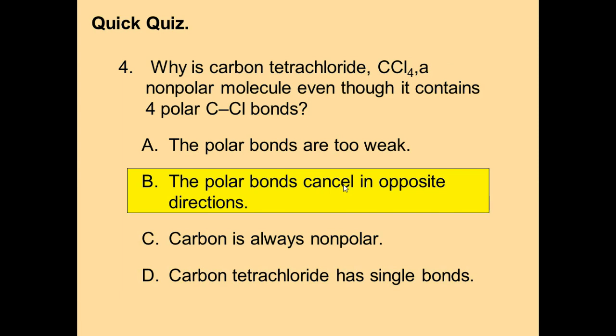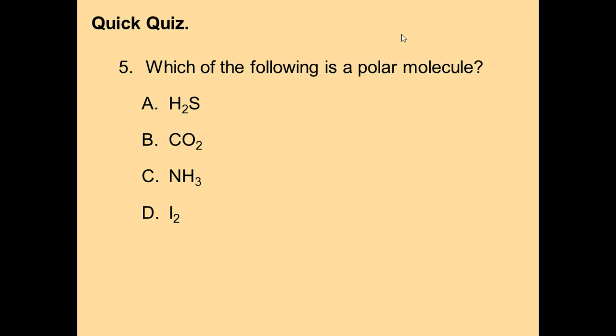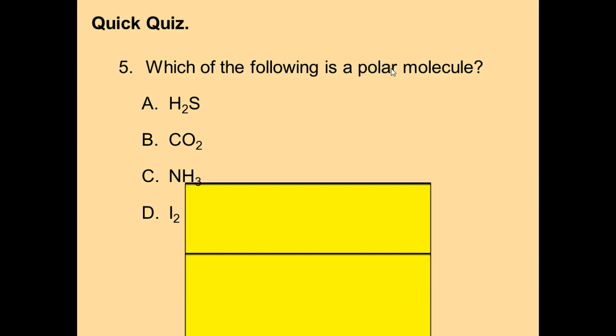So just think about it like tug of war. They're pulling with equal force. One side pulls this way, one side pulls that way. And so even though they want to be polar, it's nonpolar because they're both pulling with equal force. And then, which of the following is a polar molecule? So if you draw the atomic structures of all these atoms, you can figure out whether they're polar or nonpolar.